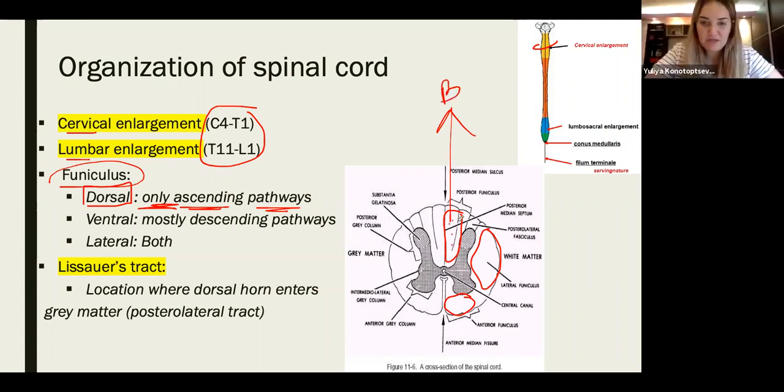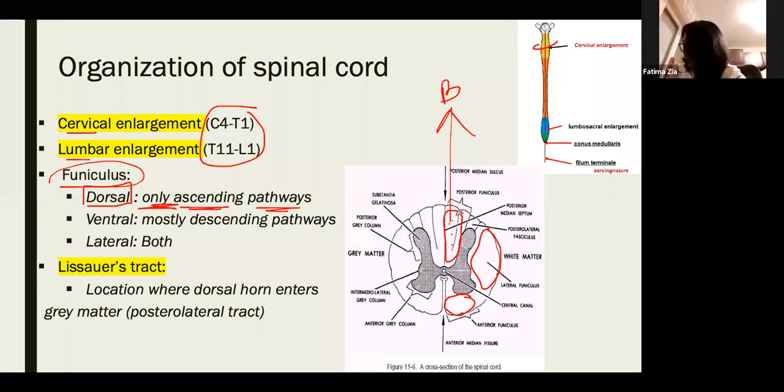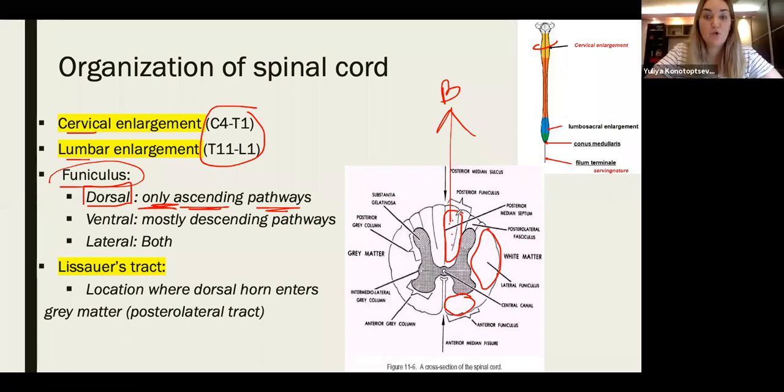In the posterior funiculus, there are tracts, axons, and they're going to the brain. So what do you think? Which kind of information are they carrying? Sensory. Sensory, very good. They must be sensory because they're going to the brain. The brain has to understand what you are touching, what is going on. So in the posterior funiculus, I repeat, there are a bunch of ascending tracts. Ascending tracts are sensory.